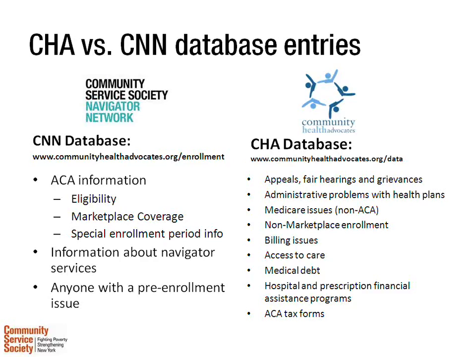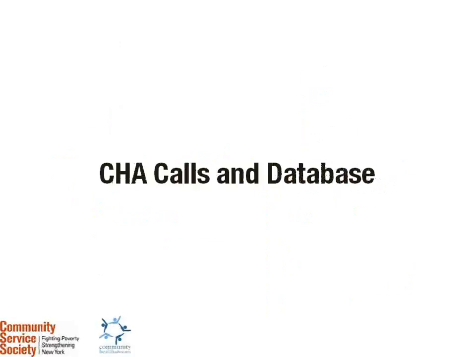So for the CHA database, that's going to be everything else. Appeals, fair hearings and grievances, administrative problems with the plan, Medicare, non-marketplace enrollment, so someone who needs to enroll through LDSS, for example, or through Medicare. Debt, hospital license, and then ACA tax form. Pretty much anything that's not ready to enroll through the marketplace.